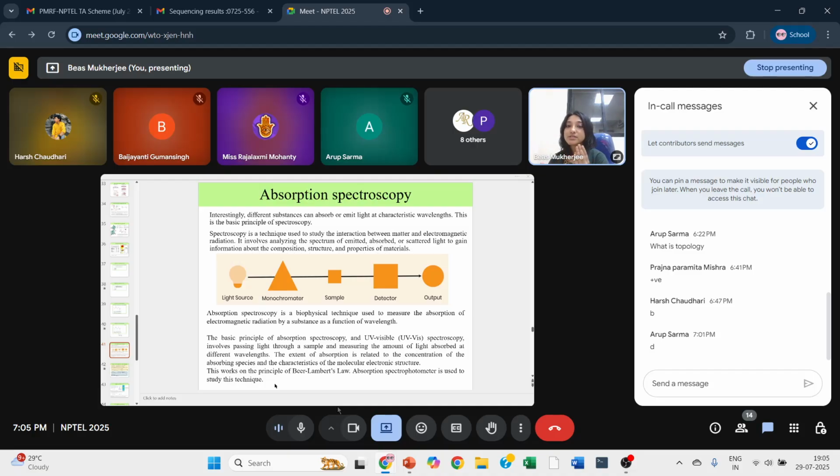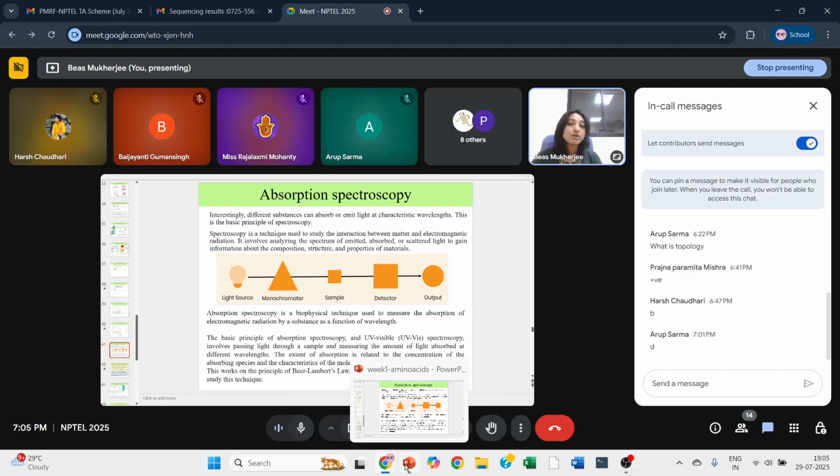So absorption spectroscopy is a biophysical technique used to measure the absorption of electromagnetic radiation by a substance as a function of wavelength. The basic principle of absorption spectroscopy, UV visible spectroscopy, involves passing light through a sample and measuring the amount of light absorbed at different wavelengths. The extent of the absorption is related to the concentration of the absorbing species and characteristic of the molecular electronic structure. So this works on the principle of Beer-Lambert's law. The absorption spectrometer is the instrument which uses this absorption spectroscopy.